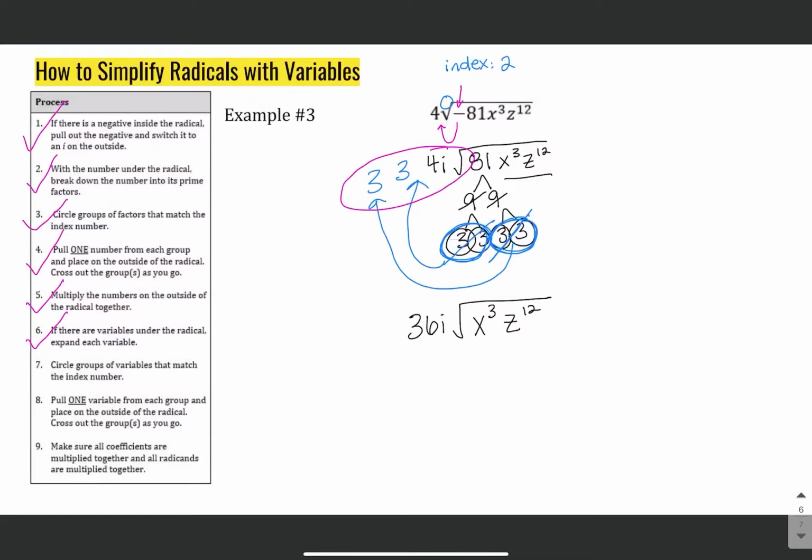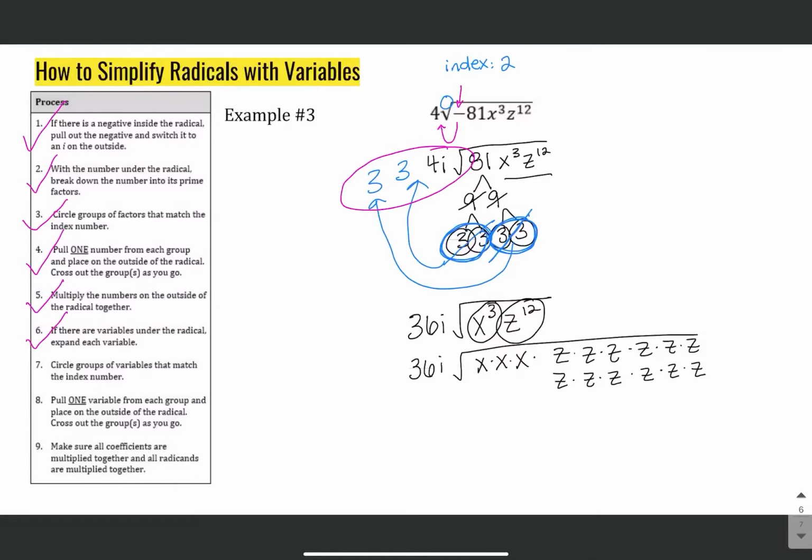I'm going to give myself plenty of room because I noticed this is z to the 12th. All right, so I've got x cubed, so that's 1, 2, 3. Z to the 12th, I'm going to go ahead and kind of stack it a little bit. So I'm going to do 6 and then 6. So 1, 2, 3, 4, 5, 6. 1, 2, 3, 4, 5, 6, which gives me a total of 12. All right, we got that done.